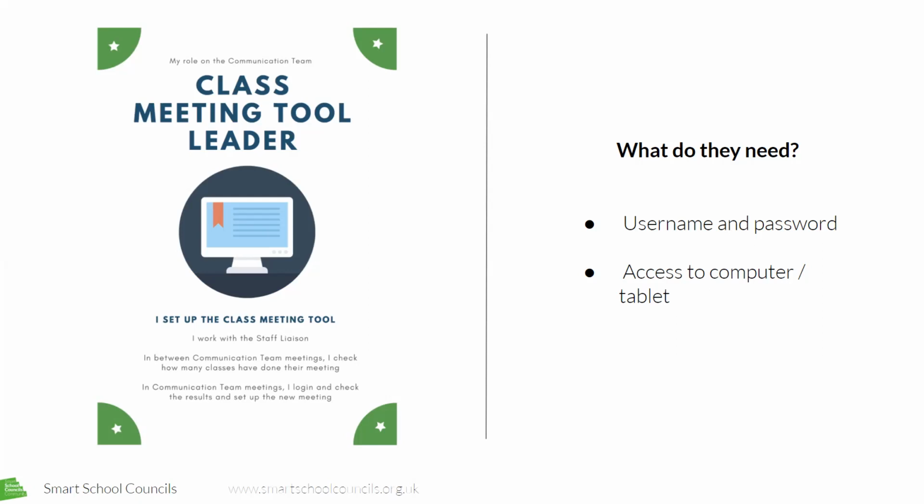So I set up the class meeting tool. That's my job. I work with the staff liaison. They help me to do my role. In between comms team meetings, I check how many classes have done their meetings. And then in the comms team meetings themselves, I log in and check the results and set up a new meeting. What do they need access to?